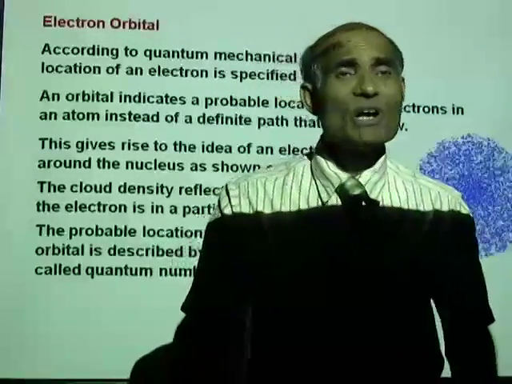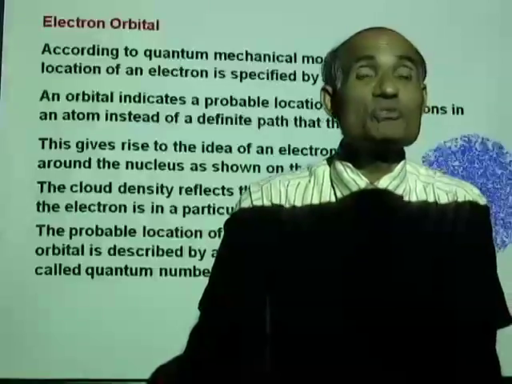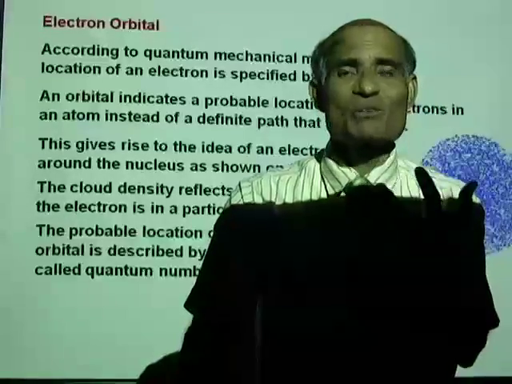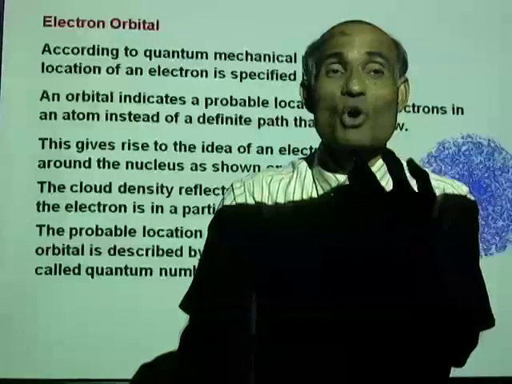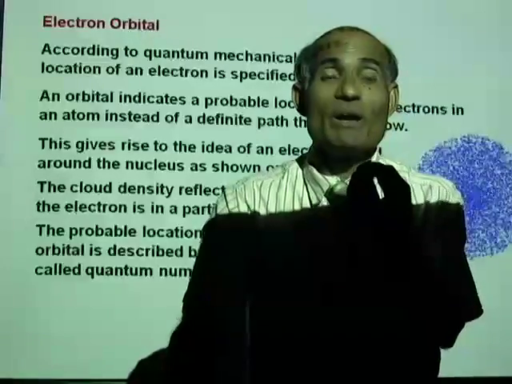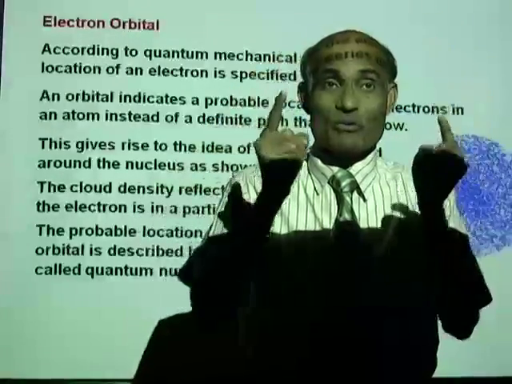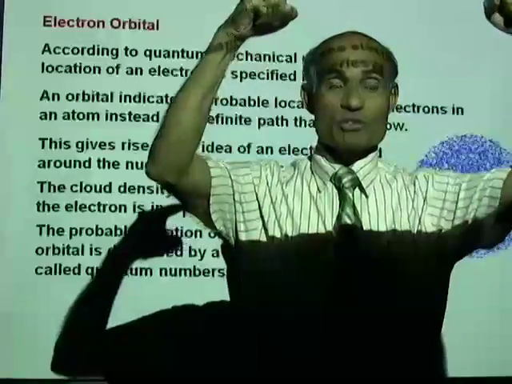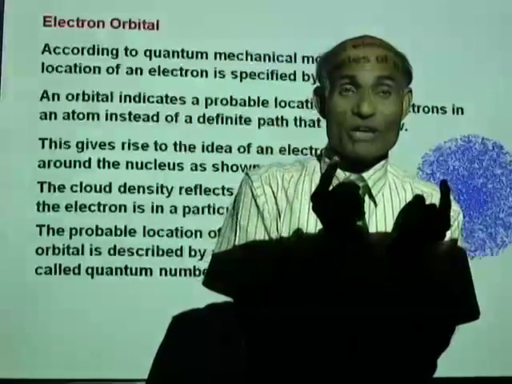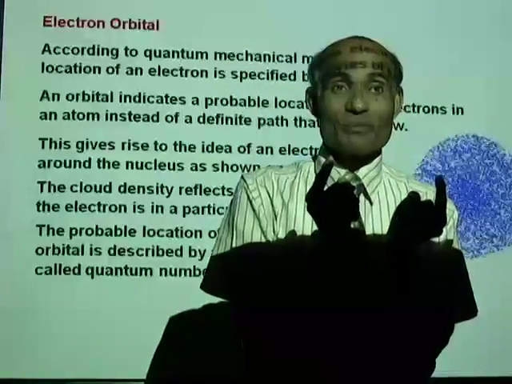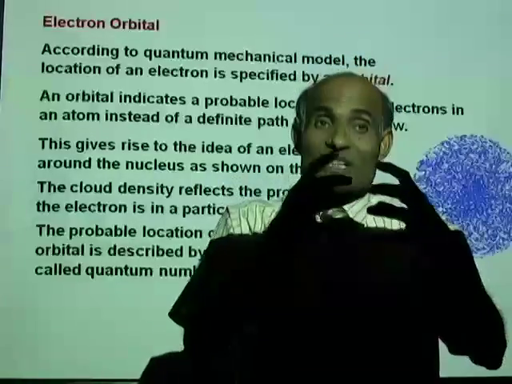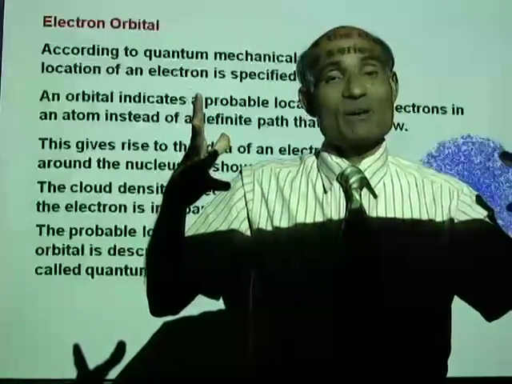Now you are familiar with one quantum number we used in the Bohr model. What was that quantum number called? We call it the principal quantum number. n equal to 1, the first orbit, n equal to 2, the second orbit or the energy level, and so on. Now we're going to expand that in the quantum mechanical model.